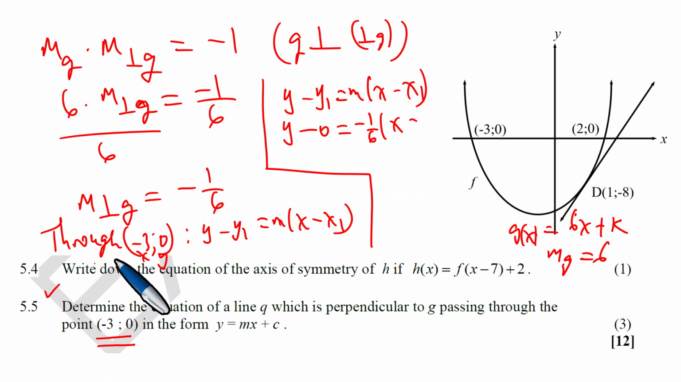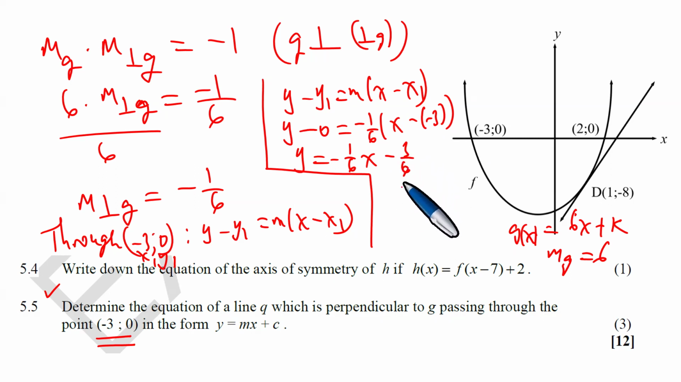So we are using this point. y1 is 0 and x1 is -3, which means y is -1/6 x, plus 3, and if you multiply here, it's going to be -3/6. This would give us, therefore, y = -1/6 x minus 1/2. Take note of that, and this is the equation we want.